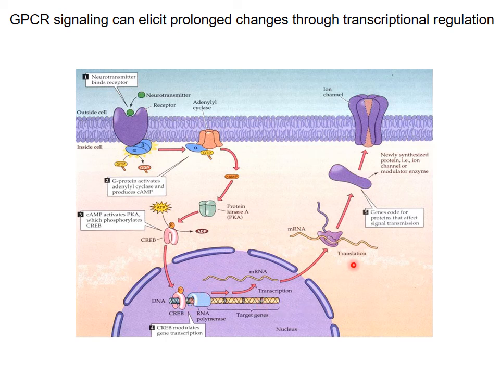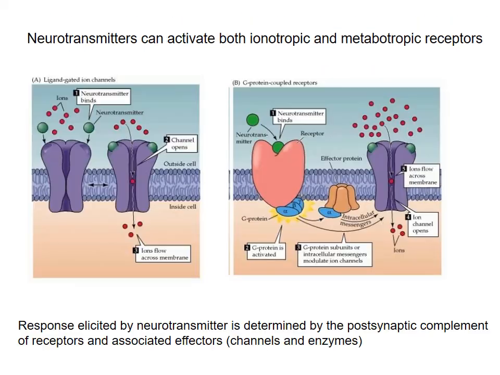In this example, it can lead to the production of messenger RNA that will eventually code for ion channels. So you can see that in this way, G protein coupled signaling can lead to the insertion of ion channels, or ionotropic receptors, that will then change the way the postsynaptic neurons will respond to the neurotransmitter release.